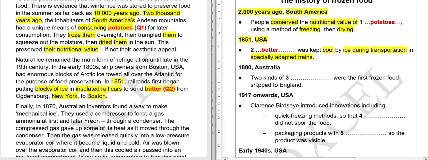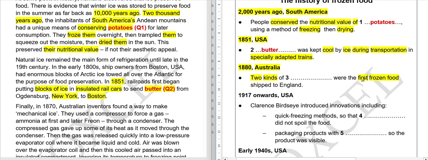Moving on to the third question. 1880 Australia. So wherever we find these two words, our answer will be there. The first two kinds of dash were the first frozen food shipped to England. So we have to find two kinds of something. Again, it should be some sort of eatable material. Basically, that was frozen food. Obviously, if it is written frozen food, it should be some kind of eatable.